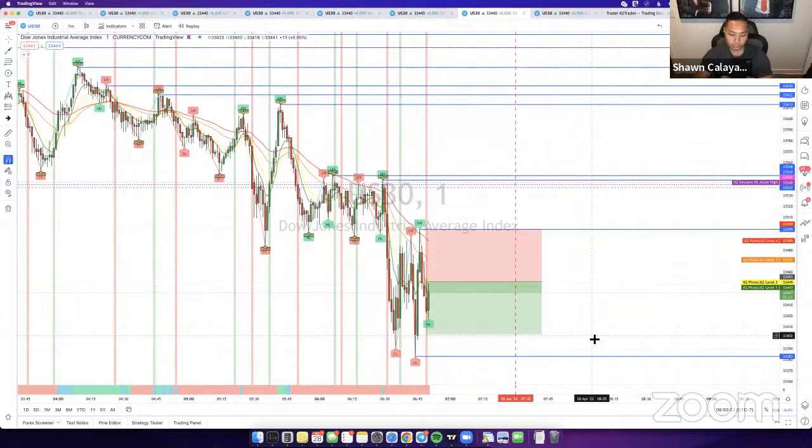Versus holding on to a position and basically praying that it'll come all the way down, which it probably will, but I'm not going to take that risk.